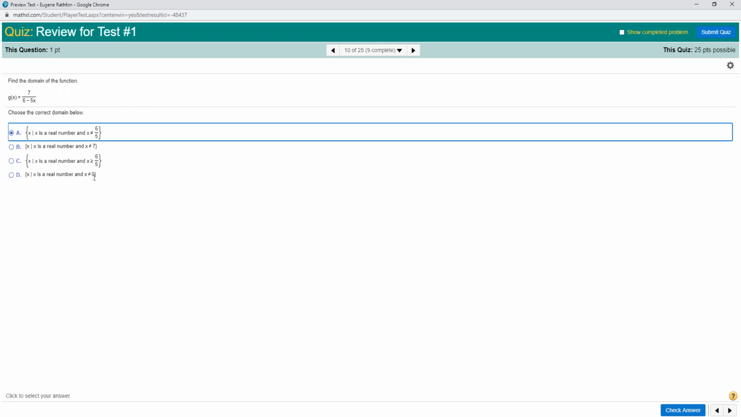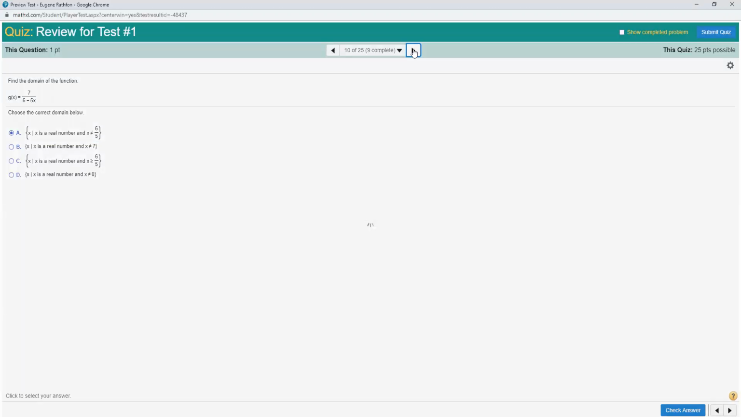And then this one they're saying, well, can't equal 0. Well, the whole bottom can't equal 0. But the x could actually equal 0 and make that work, okay? Because 5 times 0 is 0, and 6 minus 0 would be 6. So that doesn't make it undefined. So the only number that would make it undefined would be that 6/5. All right, then we're moving on.